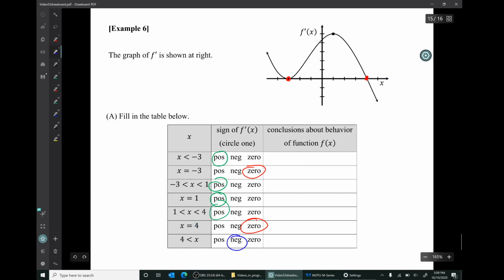Now, our job is to translate that into behavior of f. Well, remember that if f prime is positive on a whole interval, that means that f is increasing on that whole interval. Now you can see that on this whole interval from -3 to 4, f prime is positive on that whole interval, so that tells us that f is increasing on that whole interval as well. And what about this interval? If f prime is negative, that tells us that f is decreasing. Now what about these places where f prime is 0? When f prime is 0, that tells us that f has a horizontal tangent.